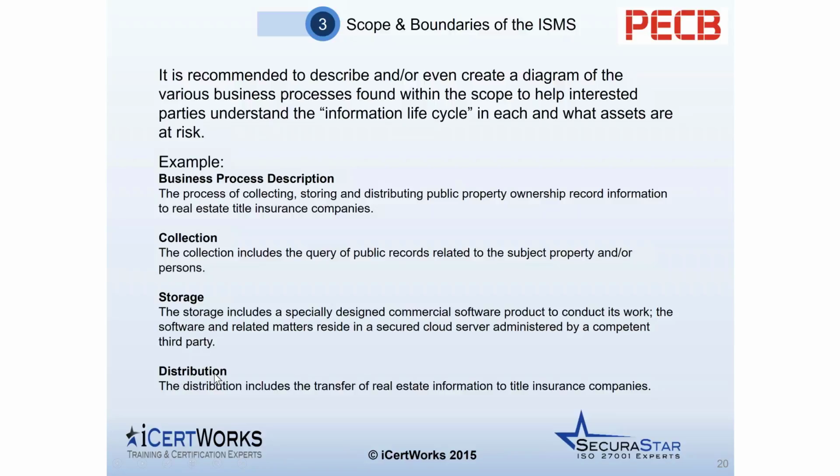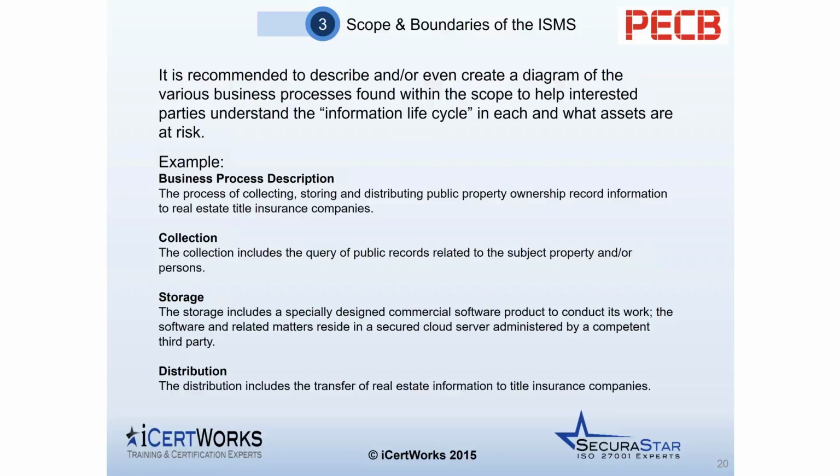And then how do we distribute the information? The distribution is the transfer of real estate information to title insurance companies. So this is an example of a company that provides public records: it goes to the courthouses, gets public records, then puts them into software and sells them to title insurance companies. Anyway, this helps everybody understand what it is that we're trying to certify in this business process, where the information is collected and stored. Then we might provide a diagram or an information life cycle of how it comes in, how we first touch that information, who sees it, how we distribute it, and all those types of things.